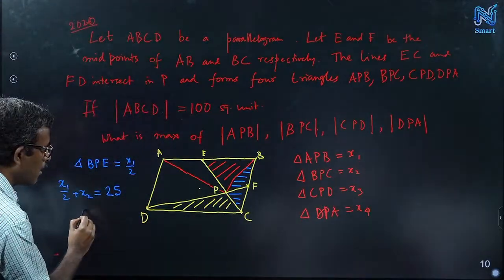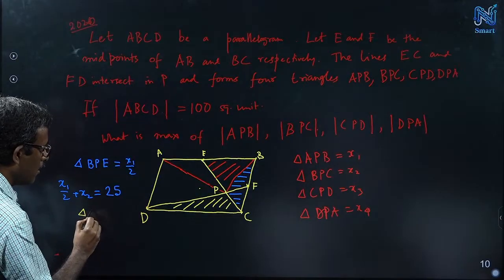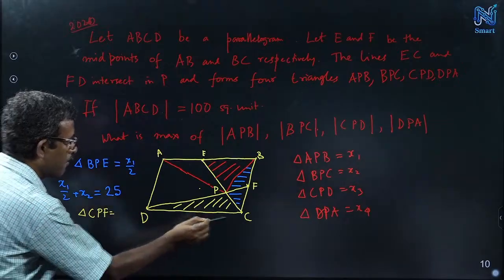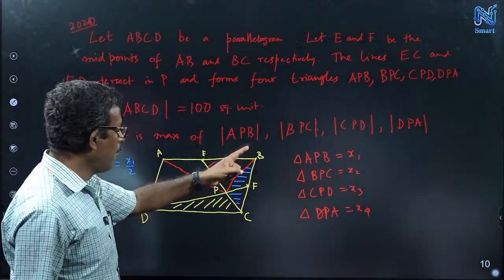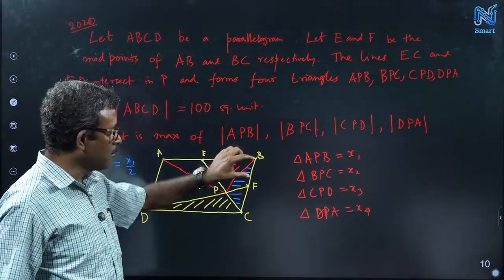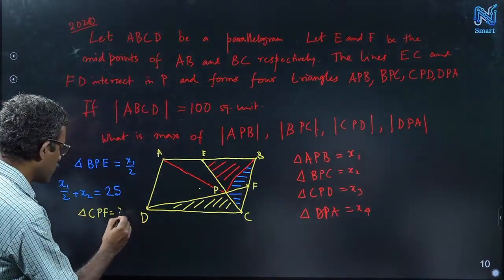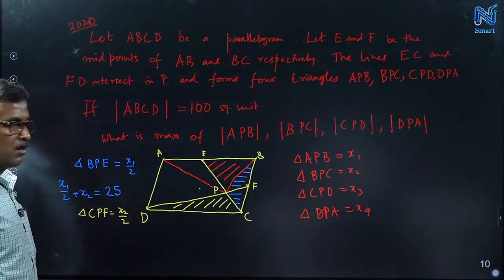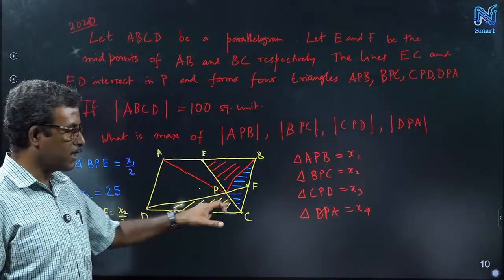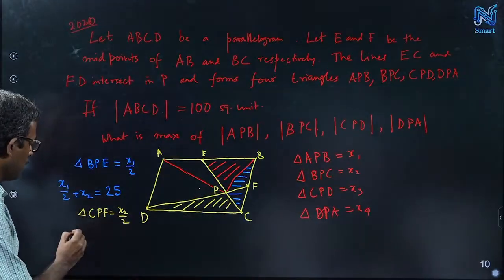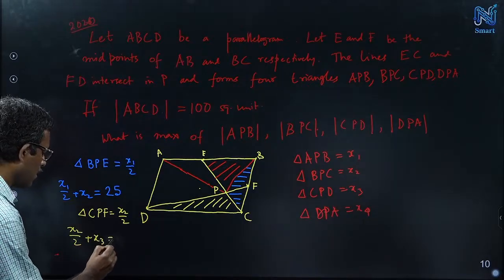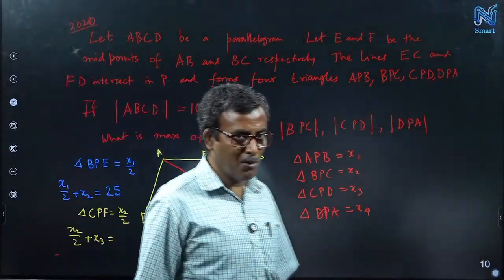Triangle CPF. CPF what? Triangle CPF is half of triangle BCP, because it is a midpoint. So it is half of x2 by 2. So this part is x2 by 2, the smaller part, and this is x3, that means again what? Again x2 by 2 plus x3 is what? Again it is 25, no?